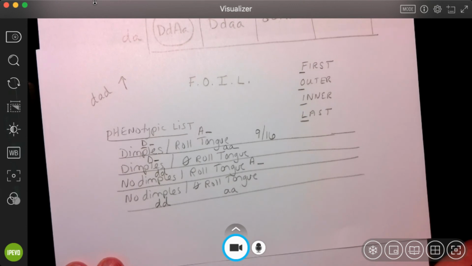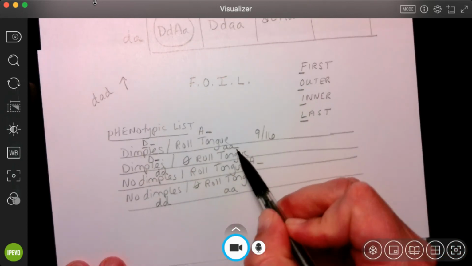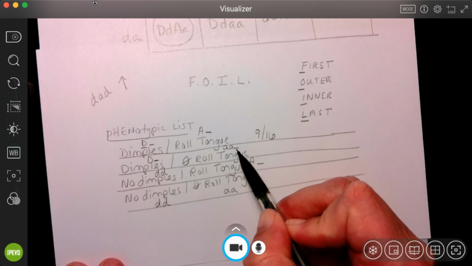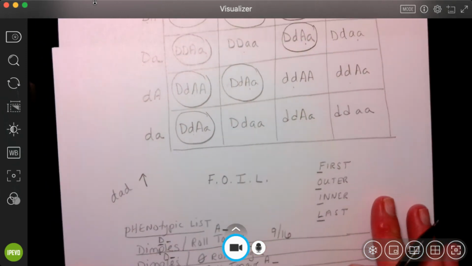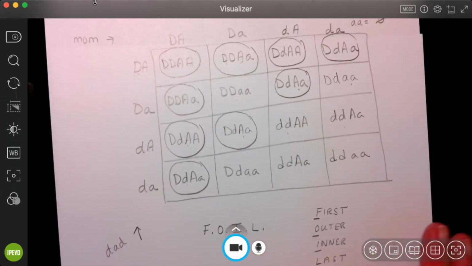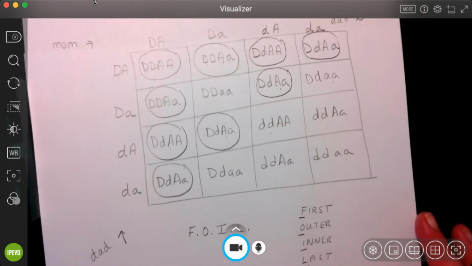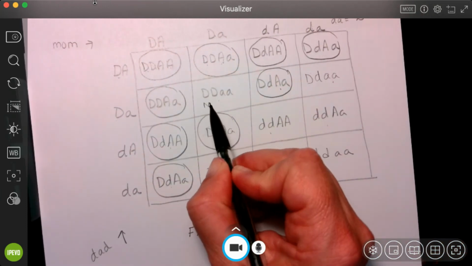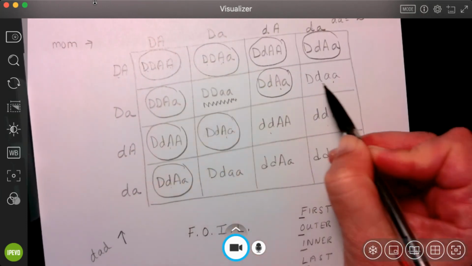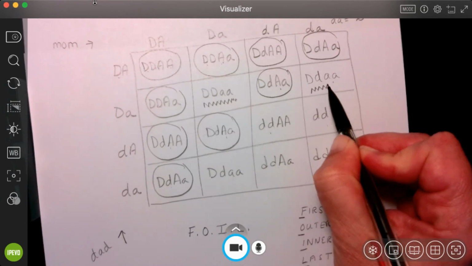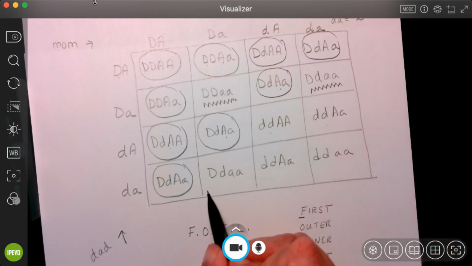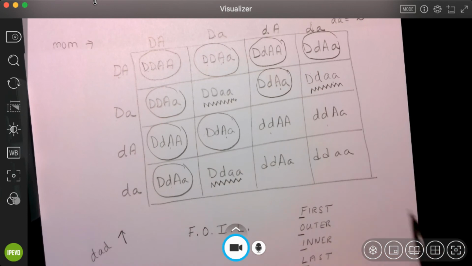The next one I'm looking for is dimples and not being able to roll your tongue. So they have to have at least one big D, but they have to have two little A's. And I can't count anybody I've already counted. So let's go back up to the top and look. They have to have at least one big D and two little A's. I'm going to make this in a zigzag pattern. There's one. There's one. And there's one. So that's 3.